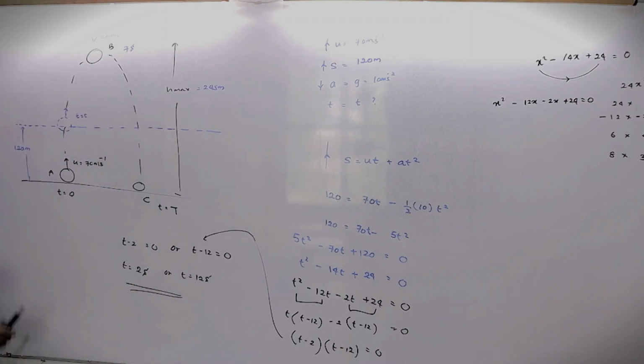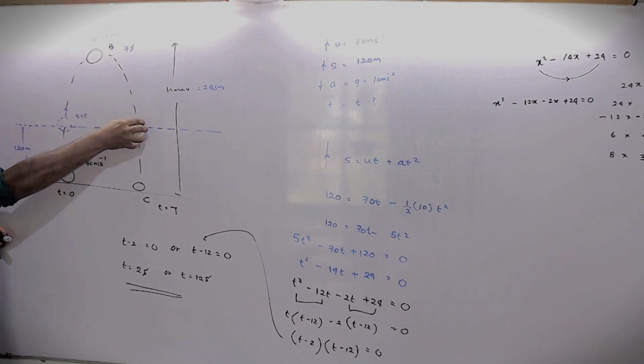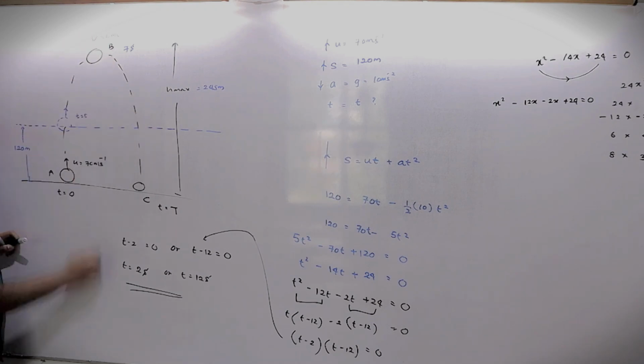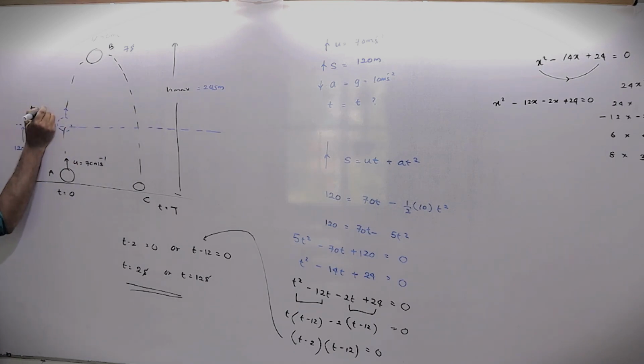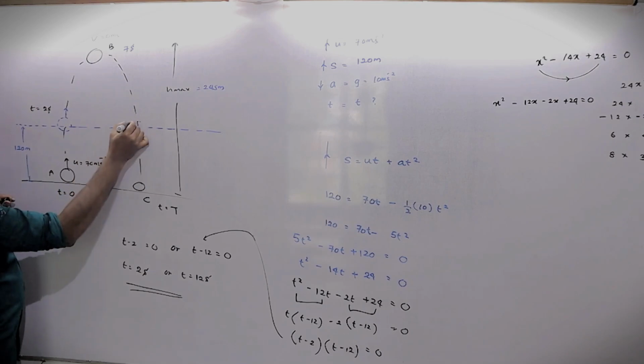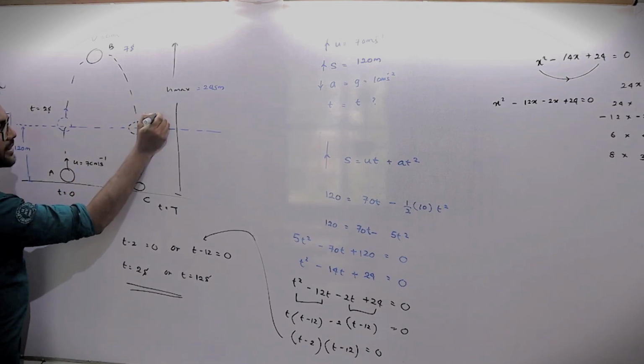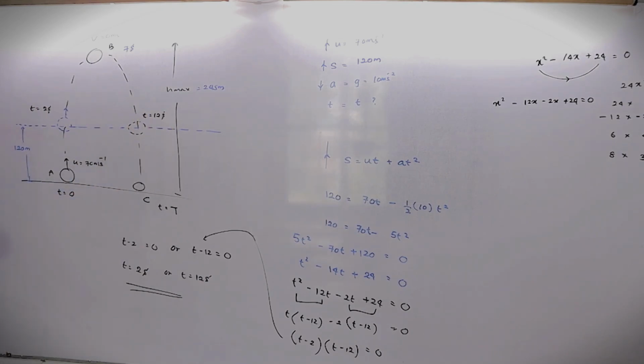Well, you're going to see here the time we have found is to make this object be at this 120 meter level. And you're going to see that this is occurring in two ways. One is in the ascending motion, and again it reaches this 120 in the descending motion. So t equals 2 is this movement and t equals 12 is the other movement, right?